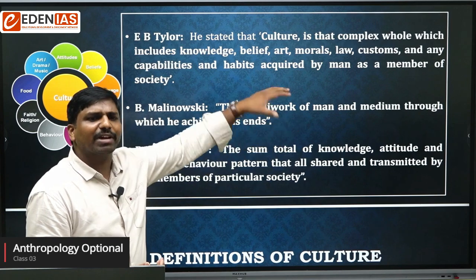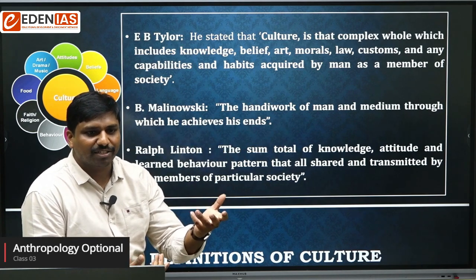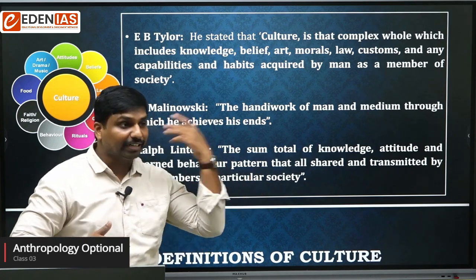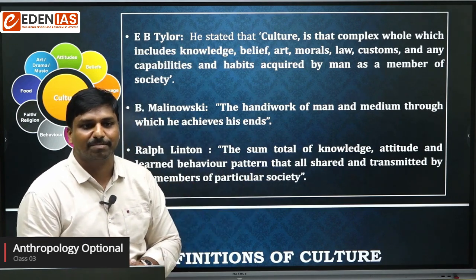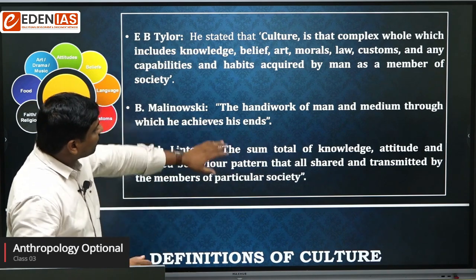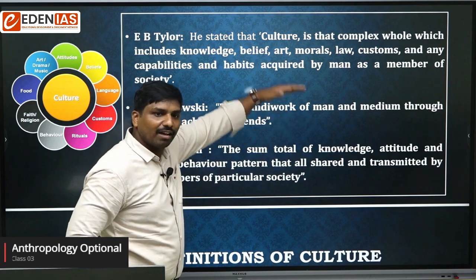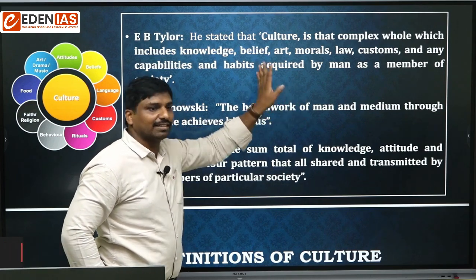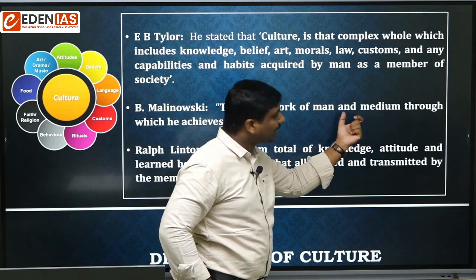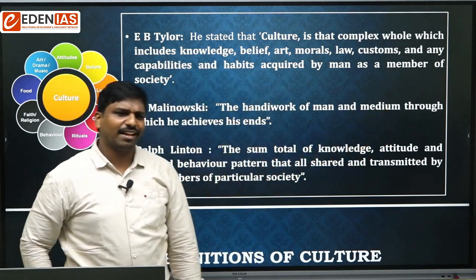Now you know some cultural aspects, like language is one cultural aspect, art is one cultural aspect, belief is one cultural aspect, religion is one cultural aspect. So all of them are nothing but cultural aspects. And he is trying to say that it is a handiwork of man. That means man has created all those things for his convenience. And now the second part says that culture is the medium through which he achieves his ends. How do you say this?